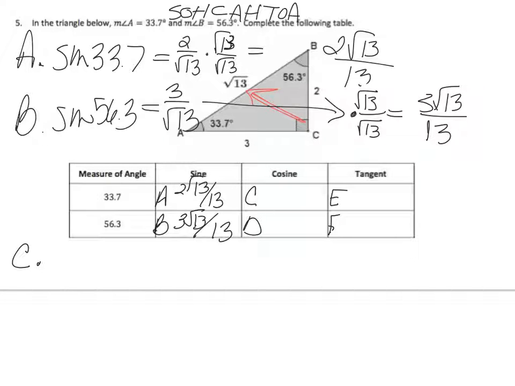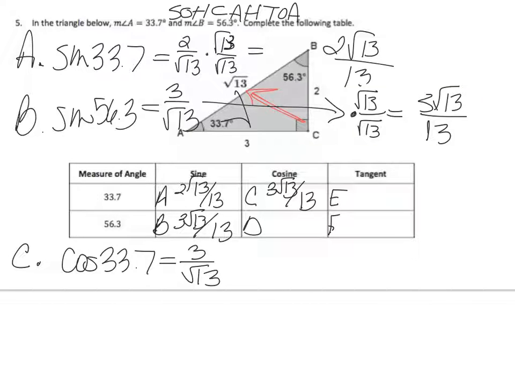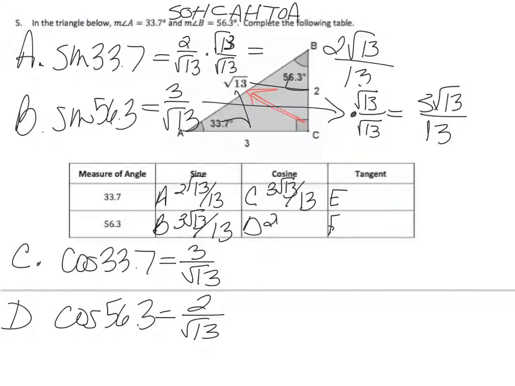Part C, cosine 33.7 equals, cosine is adjacent over hypotenuse. 3 over the square root of 13, which we've already rationalized. 3 square roots of 13 over 13. D, cosine 56.3 is, cosine is adjacent over hypotenuse. 2 over the square root of 13, which we've also already rationalized.